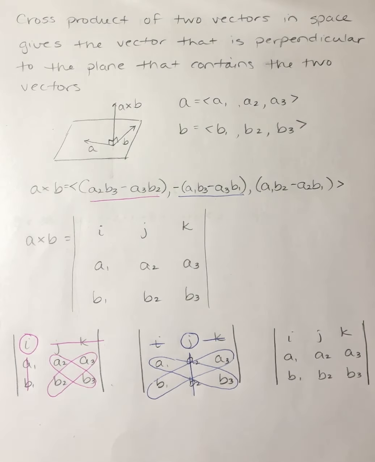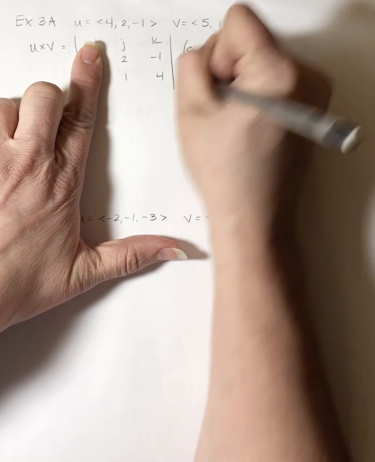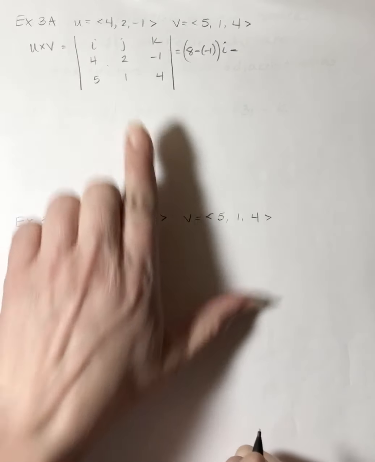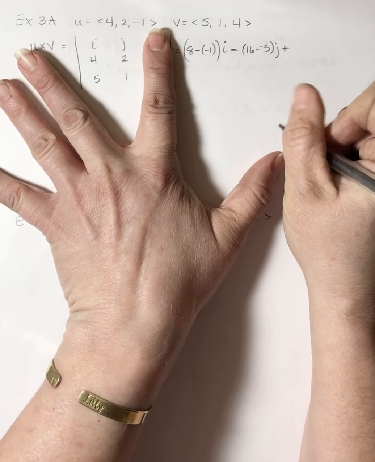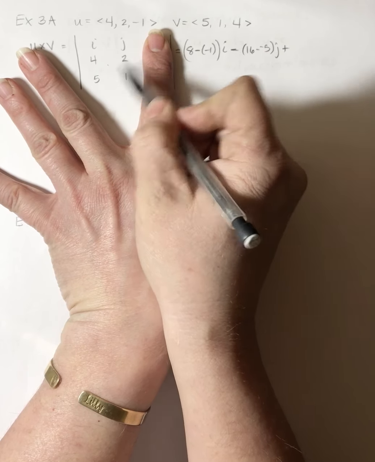So for my first one, I'm doing this right here. I'm going to have 8 minus a negative 1. That's going to be my i coefficient, okay? Then it's going to be a minus. This one is opposite. Then for my j, I'm going to have 16 minus a negative 5. And then for my k, I'm going to have 4 minus 10.